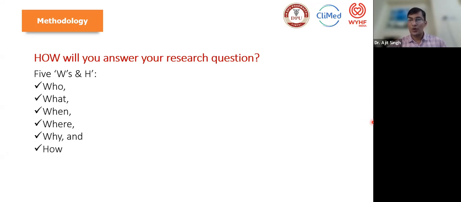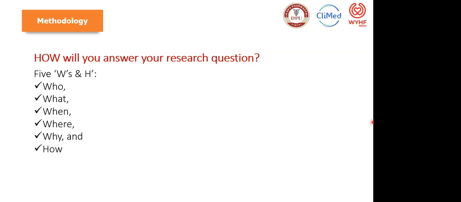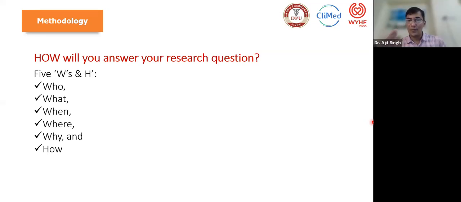Where to conduct it? Where will the research be conducted? Why will it be conducted? Meaning the hypothesis, outcomes, accomplishments, what you are looking for. So you should keep these things in your mind when you are writing a research methodology.